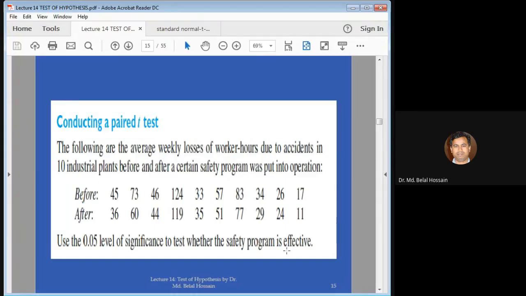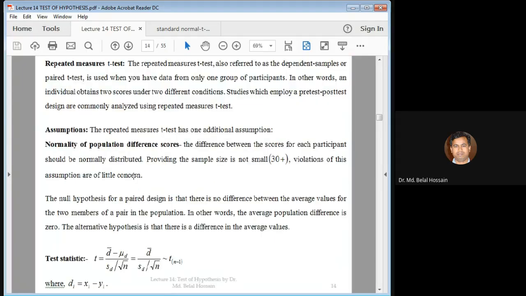Second thing, calculate the differences: di equals xi minus yi. Then calculate d bar. Then calculate sd. Then calculate t, putting these values into this formula.